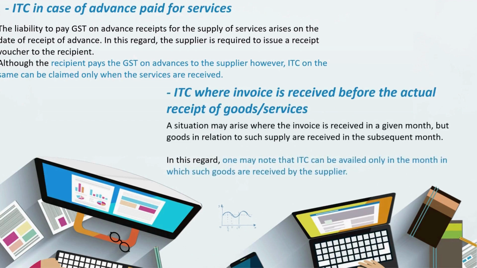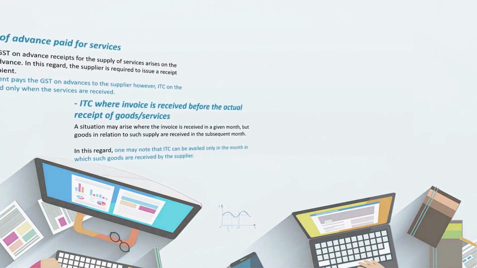ITC when invoice is received before the actual receipt of goods or services. The recipient may receive an invoice in relation to a particular supply before the actual receipt of goods or services. A situation may arise where the invoice is received in a given month, but goods in relation to such supply are received in the subsequent month. In this regard, one may note that ITC can be availed only in the month in which the goods are received.